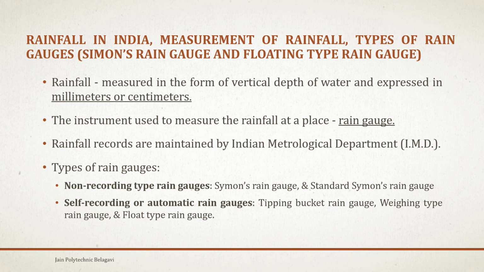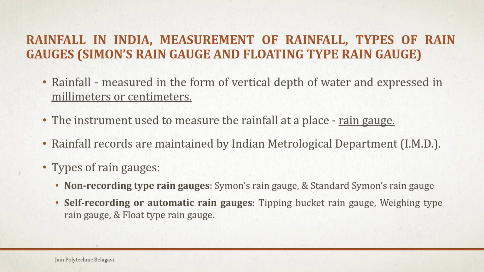Tipping bucket rain gauge: if you have done any projects during your school days, you might have seen buckets hung in the air with a hole made in them, dropping water into another container kept on a weighing machine. After 24 hours you note down how much the container on the weighing machine weighs. This tipping bucket rain gauge is obsolete nowadays because the measurement should be in millimeters and centimeters, not in kgs or liters.